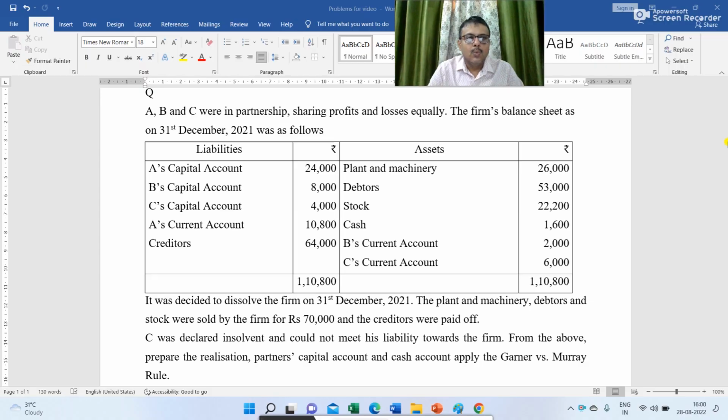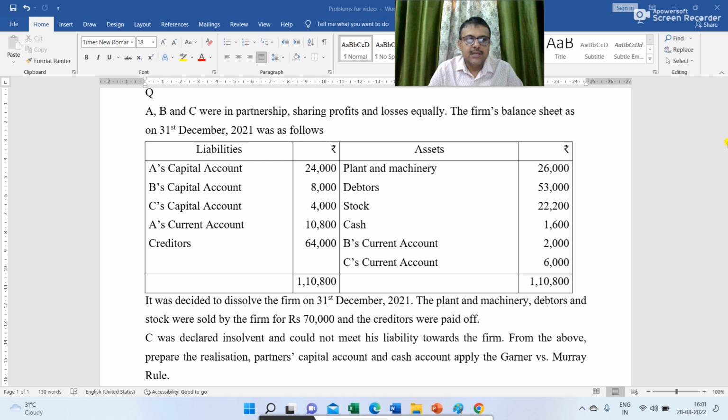A, B and C were in partnership sharing profits and losses equally. The firm's balance sheet as on 31st December 2021 was as follows. On liability side, we have A's capital account 24,000, B's capital account 8,000, C's capital account 4,000, A's current account 10,800, creditors 64,000, plant and machinery 26,000, debtors 53,000, stock 22,200, cash 1,600, B's current account 2,000, C's current account 6,000. Total of balance sheet is 1,10,800.